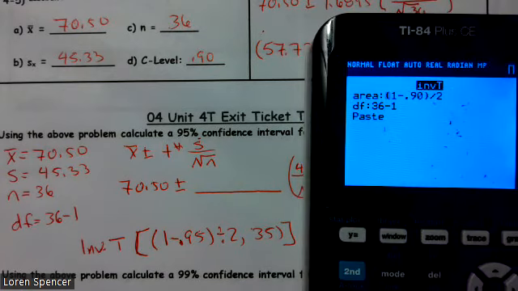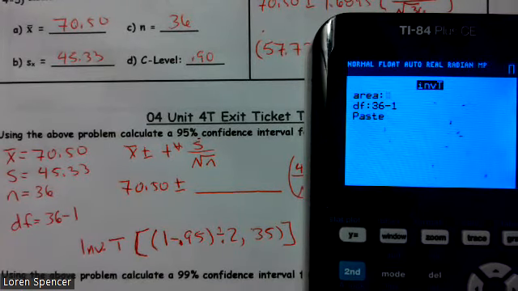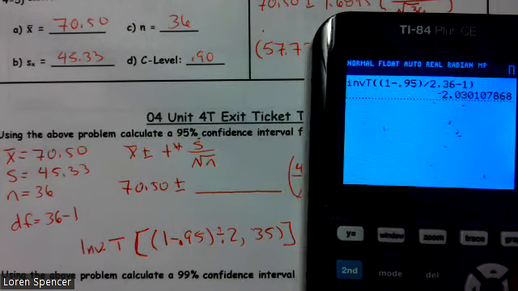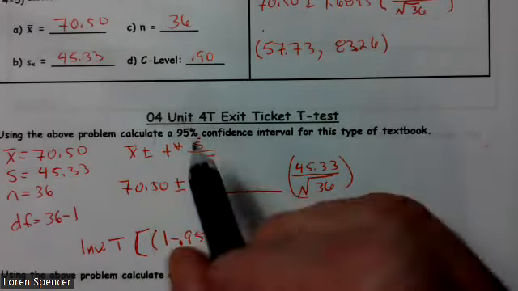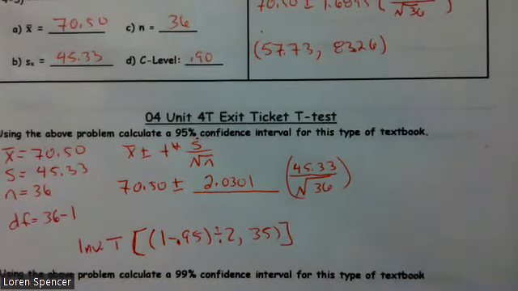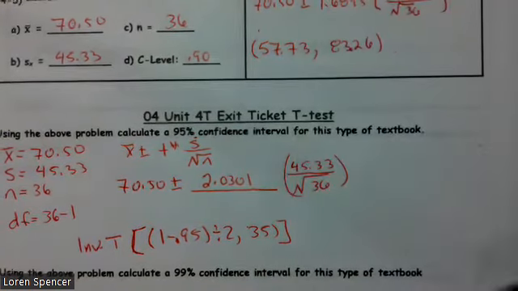So let's do that. Parenthesis, 1 minus 0.95, close the parenthesis, divide by 2. It's really important to use the parentheses, otherwise it won't work. Degrees of freedom is our sample size minus 1, so 36 minus 1, and we can leave it just like that. We make this positive, and we end up getting 2.0301. So t star is 2.0301.